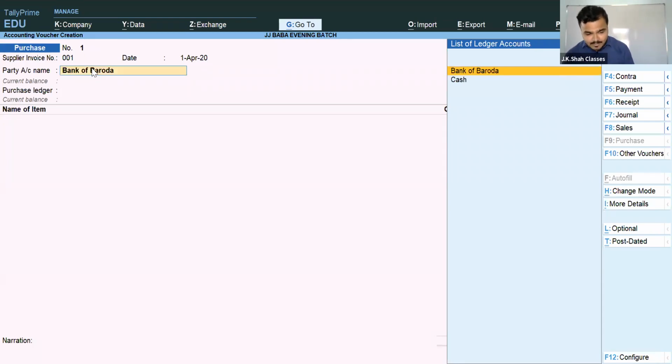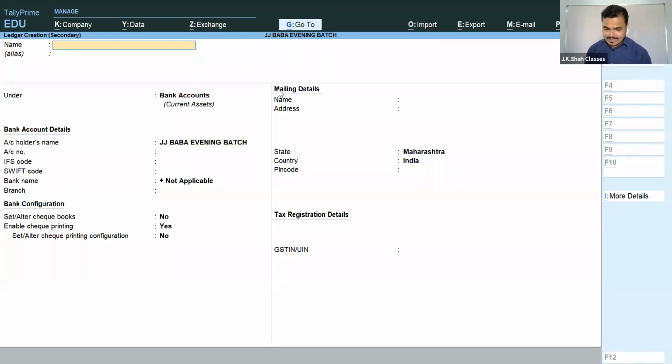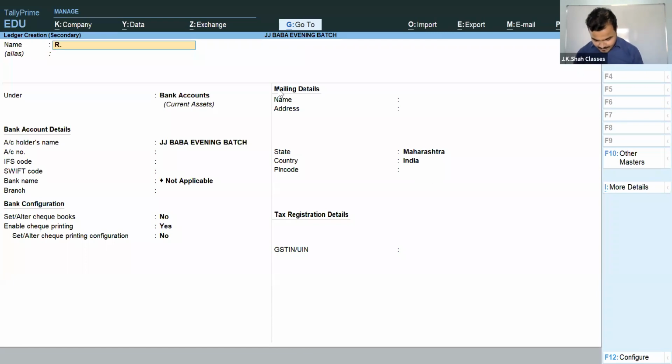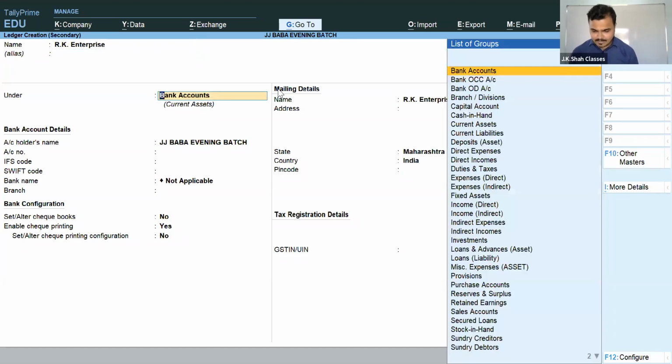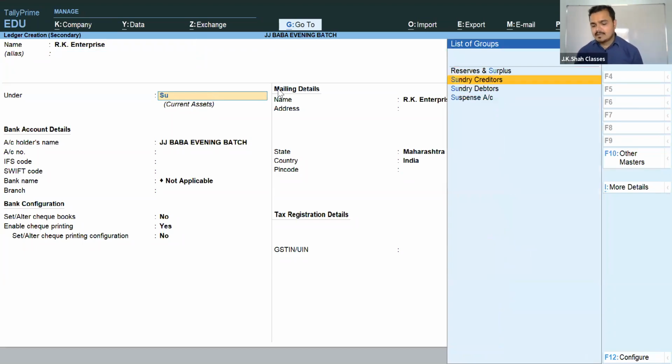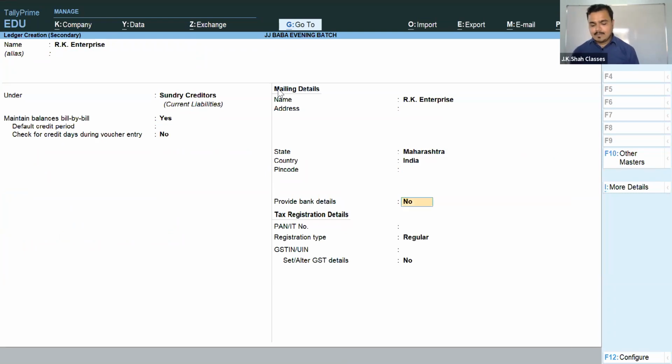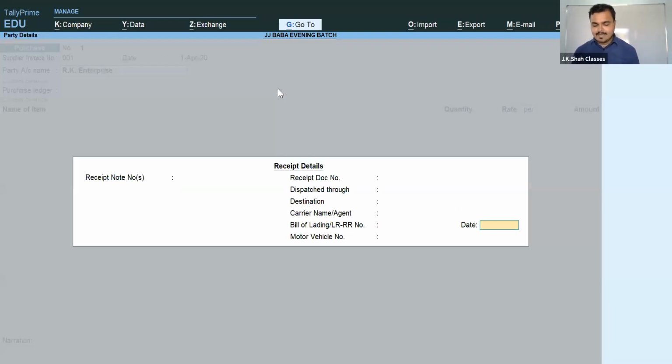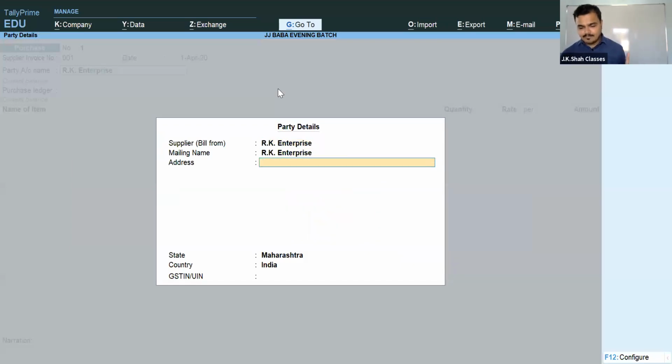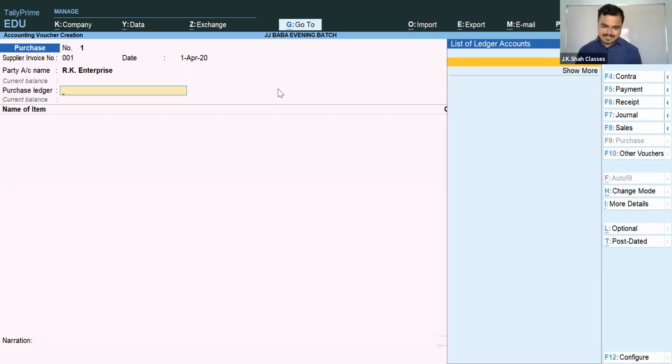Suppose here I want to create the account for the party I am purchasing the goods from, RK Enterprise. Then I can create one more account here, RK Enterprise. It will be under sundry creditors. Created the account. Done. Other details of RK Enterprise I don't want.